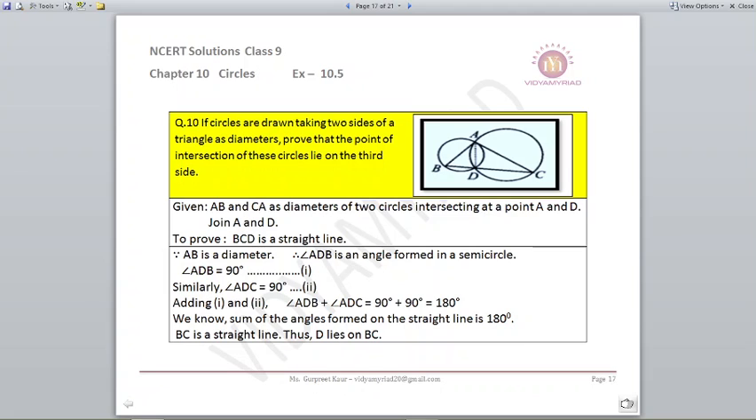Now here if AB is a diameter, it means that the angle formed from the diameter on a semicircle will be 90 degrees. That means angle ADB will be 90 degrees. Similarly, in triangle ADC, AC is the diameter and angle ADC will also be 90 degrees. So what is 90 plus 90? That comes out to be 180, which means that they are forming a straight line, or we can say that the sum of the angles formed on a straight line is 180 degrees, which means that D is a point which is lying on BC, and thus they are forming a straight line.